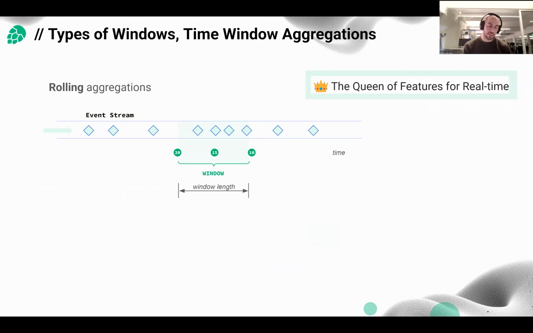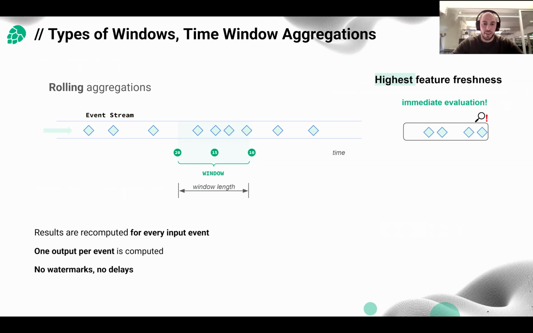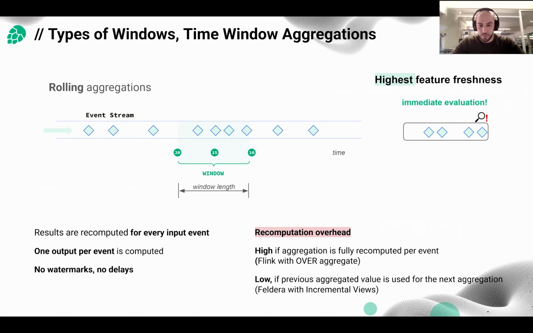And then there is another type of aggregation, which is the rolling aggregations, that we can think of as the queen of features for real time, and it basically means no delay in the aggregates. There is no watermark, there is no hop size, there is no waiting time, let's say. And every time an event comes in, this event triggers the recomputation of the window, which can happen differently depending on the platform that you are running in.